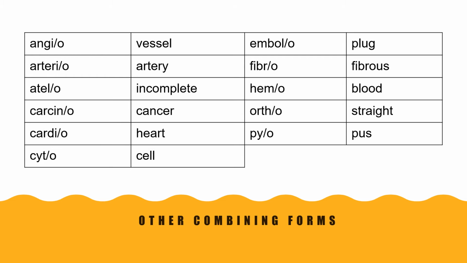Here are a few more combining forms that aren't specific to pulmonology or the respiratory system, but they will help you when forming words for this chapter. Angio, vessel. Arterio, artery. Atello, incomplete. Carcino, cancer. Cardio, heart. Cyto, cell. Embolo, plug. Fibro, fibrous. Hemo, blood. Ortho, straight. And pio refers to pus.